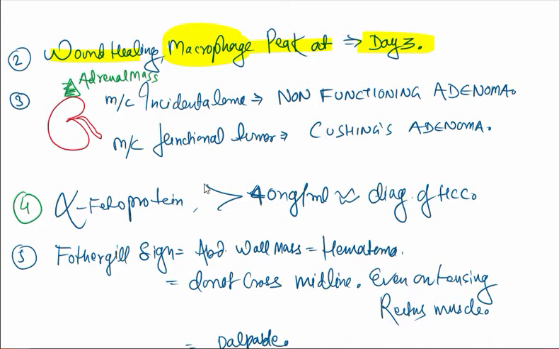Next one, we have this adrenal mass. So the most common incidentaloma for adrenal mass is non-functioning adenoma, but the most common functional tumor is Cushing adenoma.